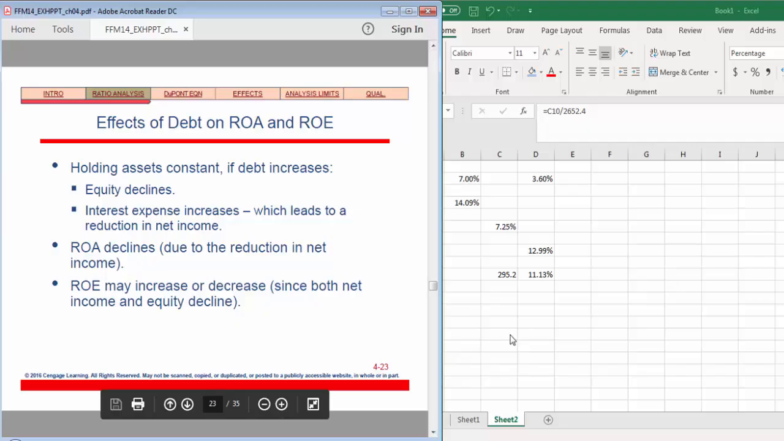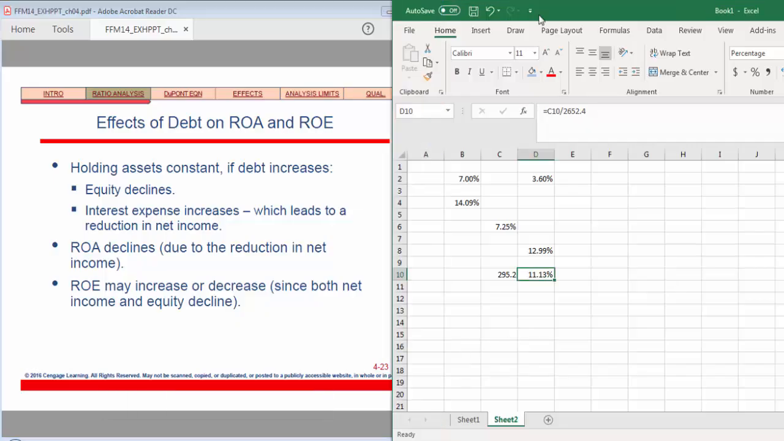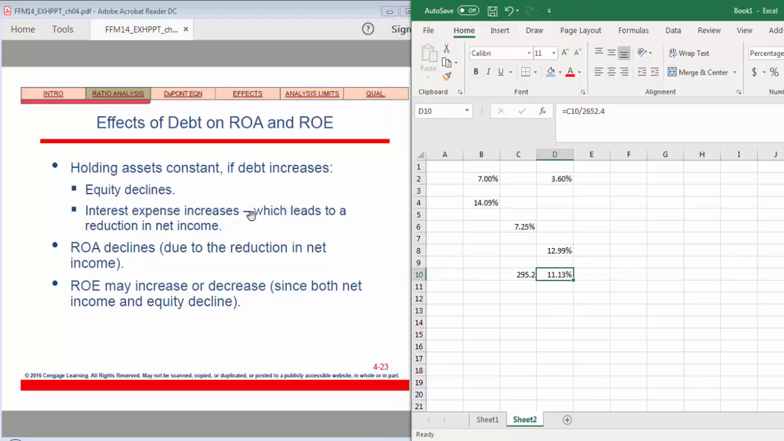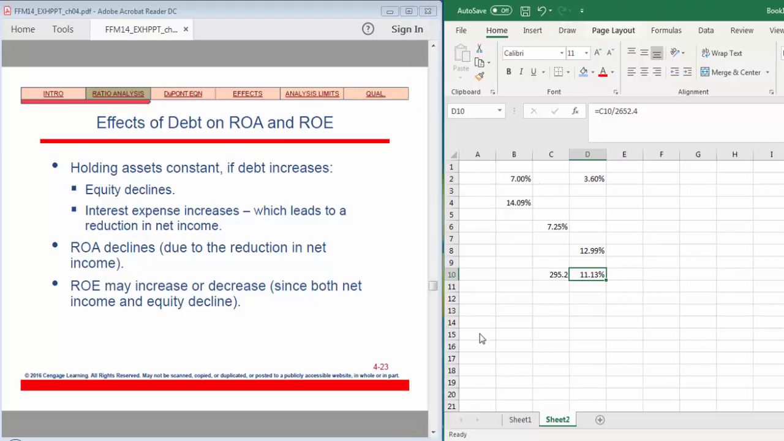Effect of debt on ROA and ROE. Holding assets constant, if debt increases, equity declines. Interest expenses increase, which leads to a reduction in net income. ROA declines due to reduction in net income, and ROE may increase or decrease since both net income and equity decline. So you see the impact here, or the relationship here.